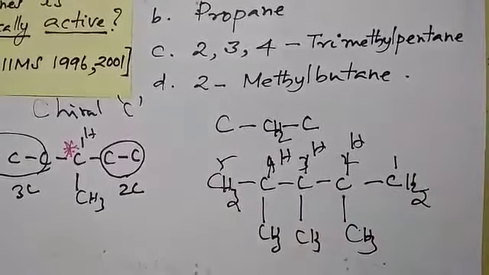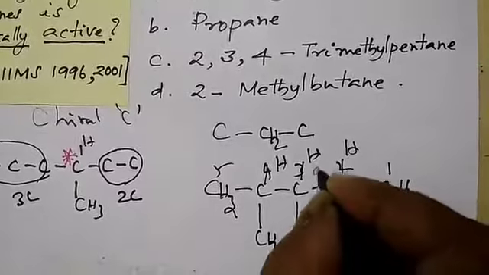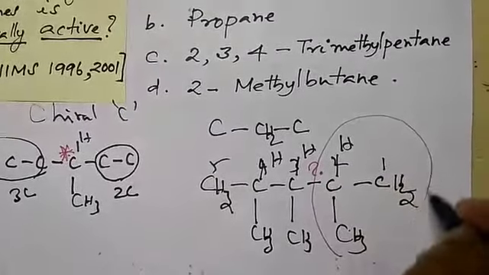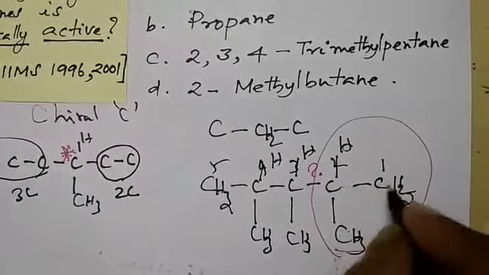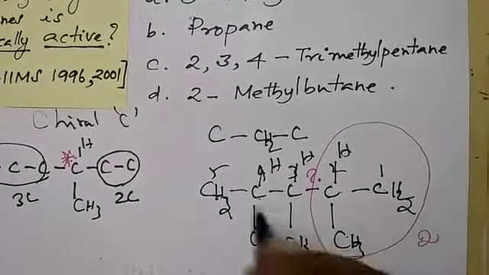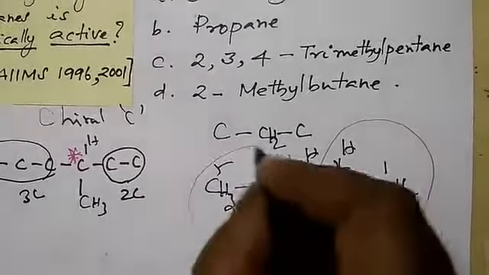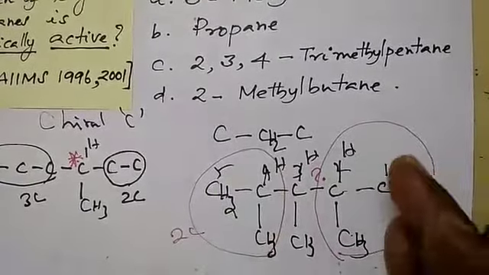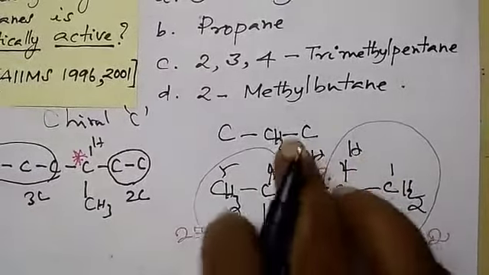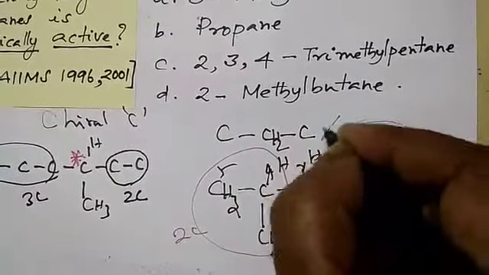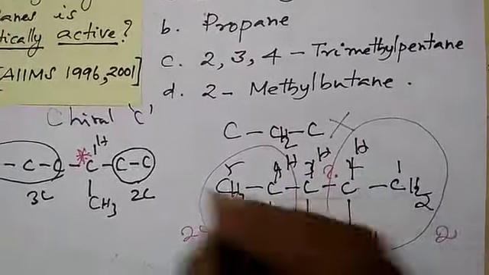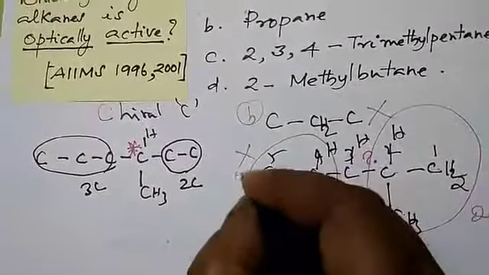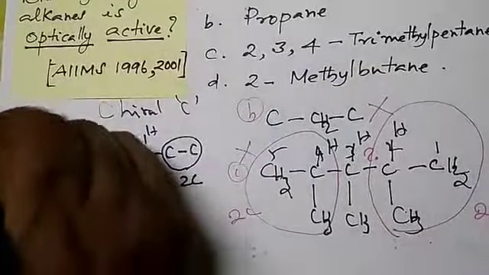Now let us see this carbon. What about its chirality? You take them together, the total is 2. That means both groups are the same. So this compound also does not have a chiral carbon. This is what I have written for B, this is written for C, and this is written for A.